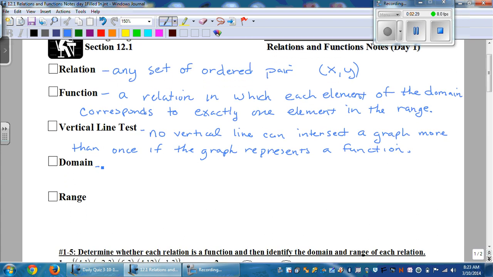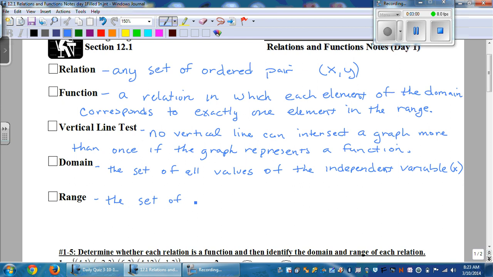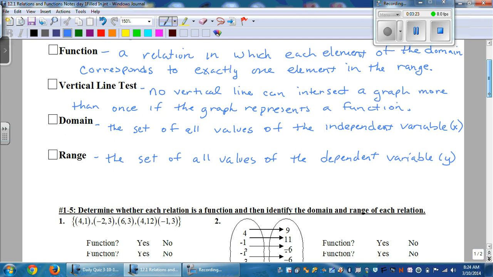The domain is the set of all values of the independent variable x. So the domain is a set of all x's, whereas the range is the set of all values of the dependent variable y. So you'll see that a range has to depend on the x values. So that's why it's dependent for it.